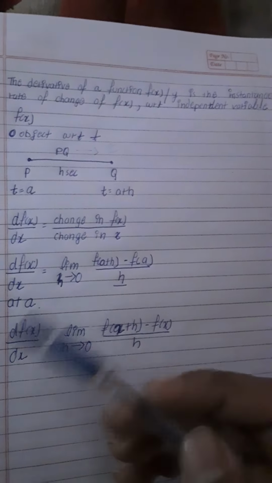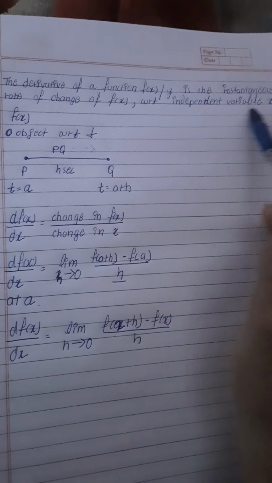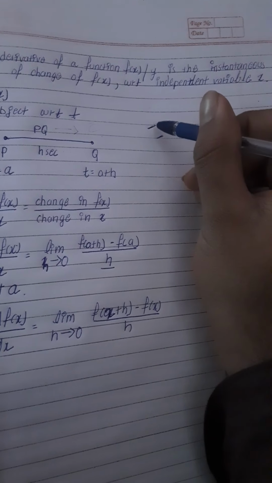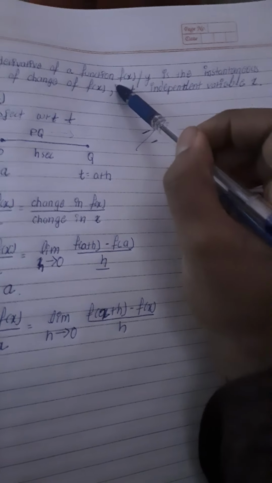Well, talking about it mathematically, the definition given to the derivative of a function f(x), or y, is the instantaneous rate of change of the function f(x) with respect to the independent variable x. That means if x moves very instantaneously, then there is a change occurring in f(x). When you divide both of them, you get the derivative of the function f(x) within that change.